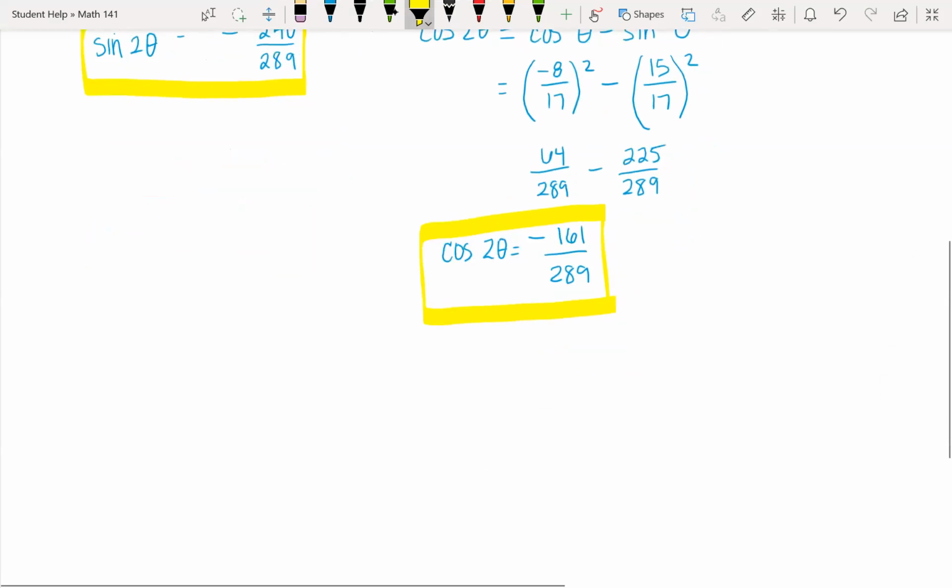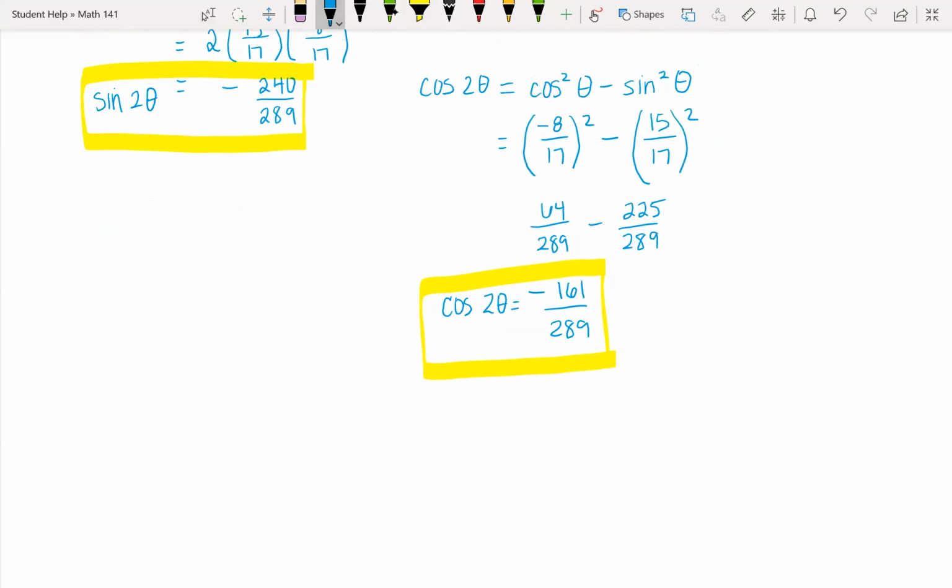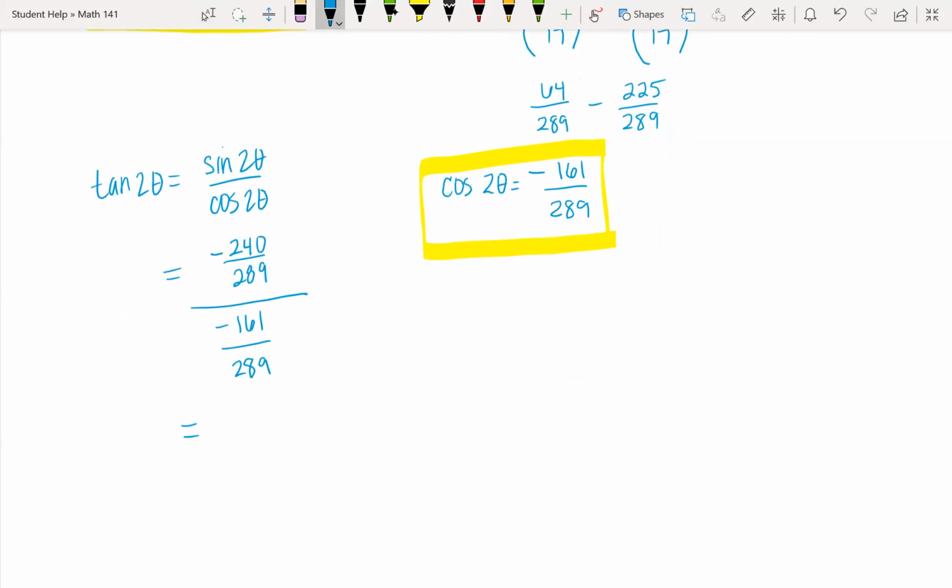Once we have sine and cosine, we can use those two values to get the tangent. Tangent of 2 theta is just going to be the sine of 2 theta over the cosine of 2 theta, or negative 240 over 289. That's the sine value. And then negative 161 over 289. That's the cosine value. Just plug that into your calculator. Your calculator will do all the heavy lifting for you, and you should get 240 over 161. That's the tangent of 2 times theta.